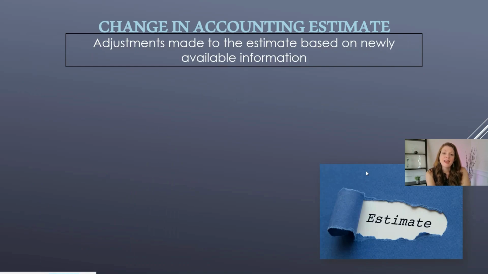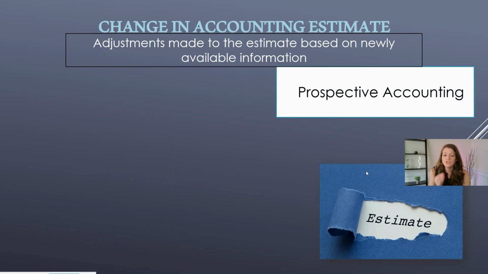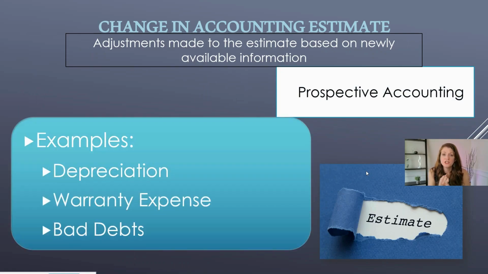A change in accounting estimate. So this is where we are changing, typically it's going to be depreciation. Okay, all of these are estimates. We thought it was going to last for 10 years. It's really only going to last for 8. Or we thought it was going to be worth $5,000 at the end. It's actually going to be worth only $2,000. So that would be a change in estimate.